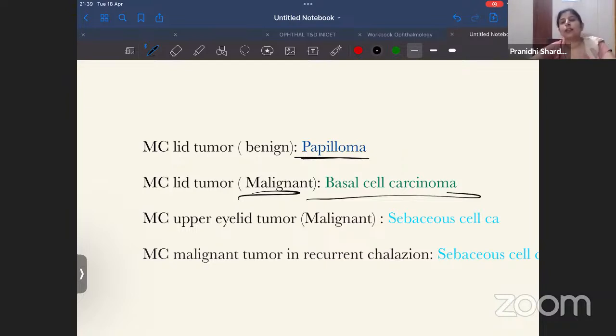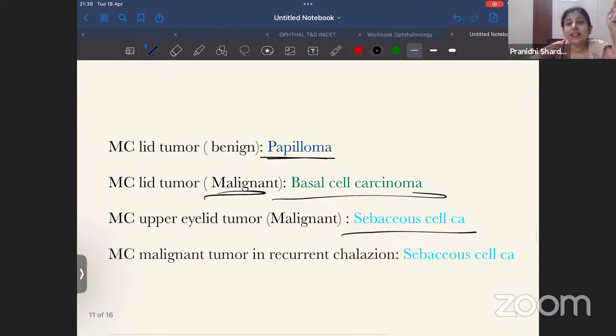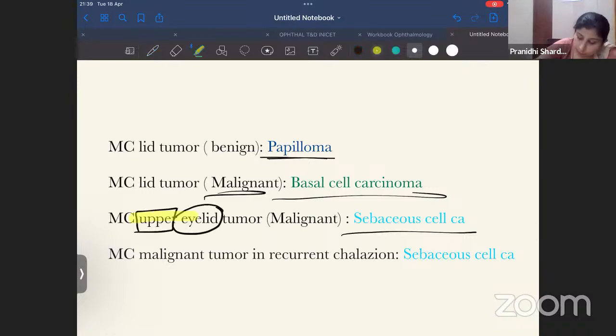You can be given in the history a rodent type ulcer, okay? That is basal cell carcinoma. But if it is specifically asked, most common upper eyelid tumor is sebaceous cell carcinoma. Then it is sebaceous cell carcinoma, not basal cell carcinoma, if asked specifically about the upper eyelid. Upper eyelid is sebaceous cell carcinoma.